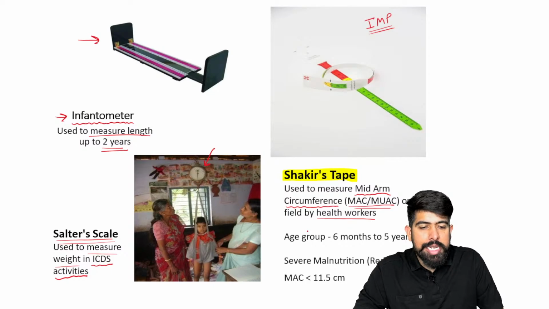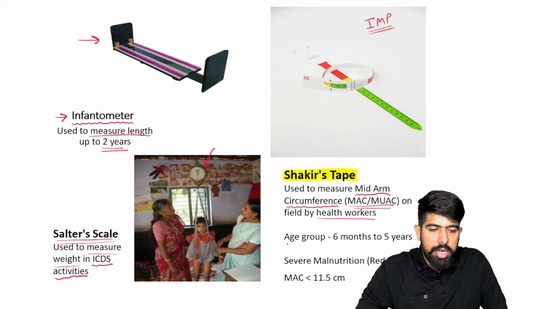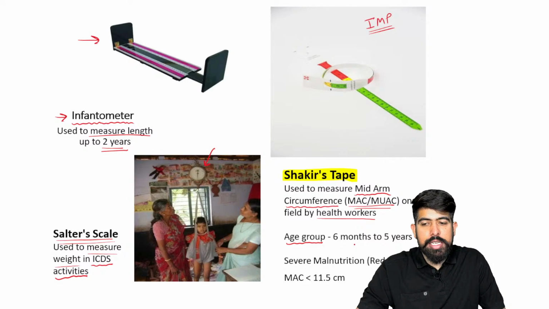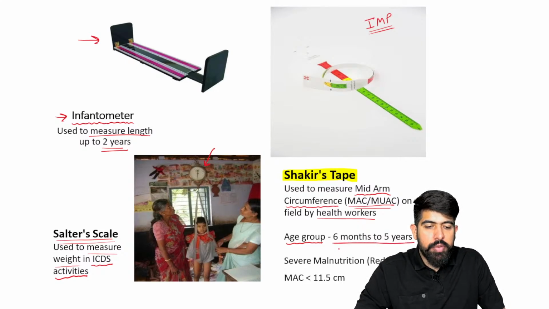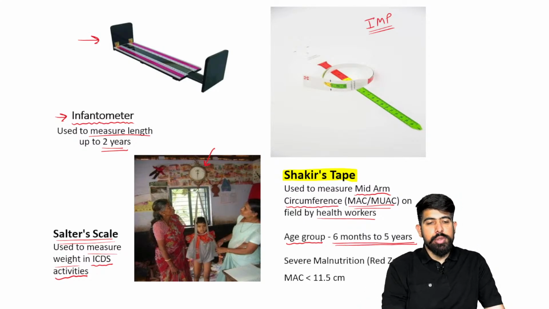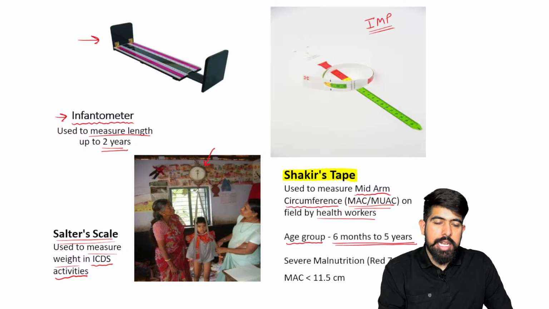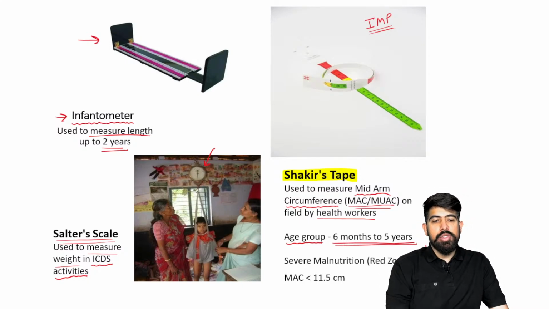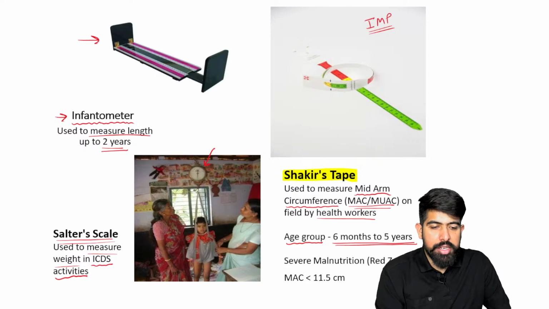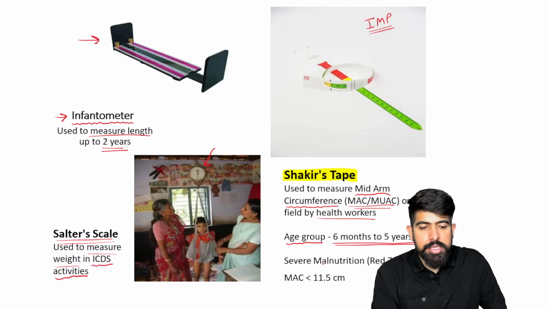What are the targeted age groups here for the Shakir's tape? Yes, we use the Shakir's tape from 6 months to 5 years of the child. Please remember, this Shakir's tape is used for the measurement of the mid-arm circumference. The age group is 6 months to 5 years. And what do we get from this? We get information about the nutrition of the child.